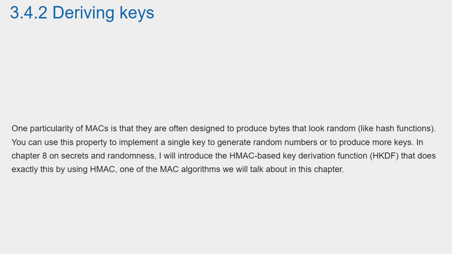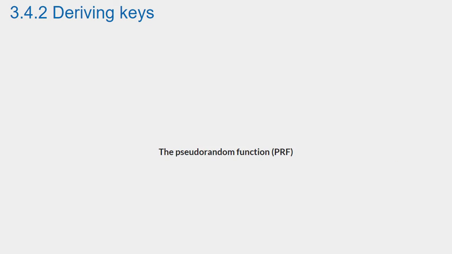Section 3.4.2 Deriving Keys. One peculiarity of MACs is that they are often designed to produce bytes that look random, like hash functions. You can use this property to implement a single key to generate random numbers or to produce more keys. In Chapter 8 on secrets and randomness, I will introduce the HMAC-based key derivation function, or HKDF, that does exactly this by using HMAC, one of the MAC algorithms we'll talk about in this chapter. The pseudo-random function, or PRF.